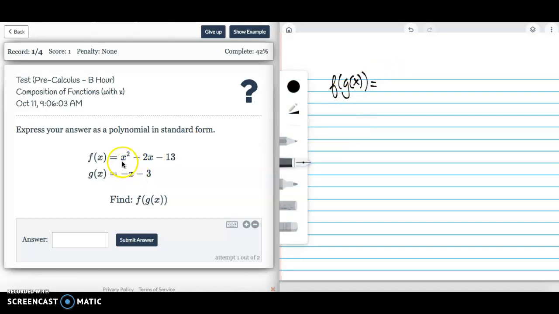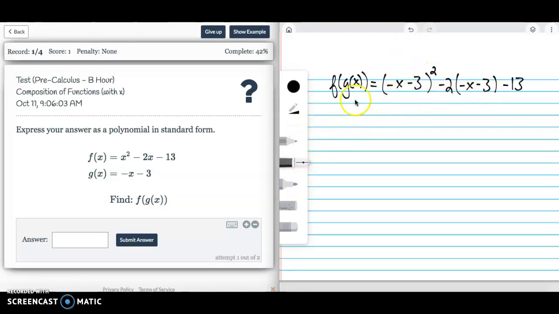And so everywhere there's an input in here, right, I'm going to do something squared minus 2 times something minus 13. And that something I'm going to put in here is whatever g of x is equal to, so negative x minus 3. Ooh, we'll have to be careful here. There's a lot of negatives going on.